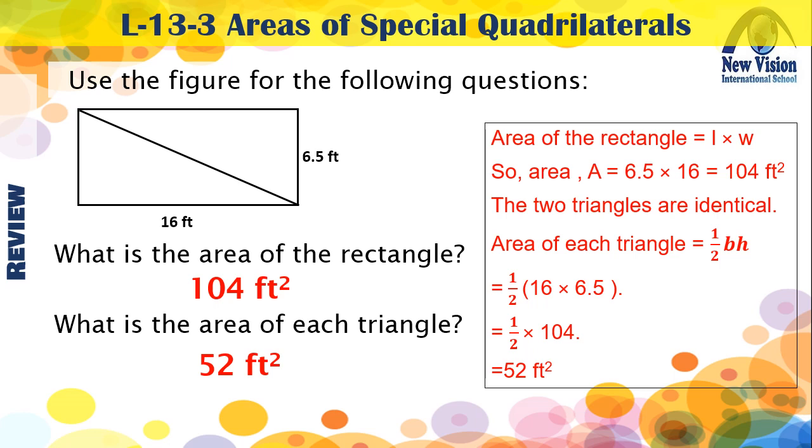Alright. My dear students, who will explain the answer for question B? Great. Area of a triangle equals 1/2 times base times height, equals 1/2 times 16 feet times 6.5 feet, equals 1/2 of 104, equals 52 square feet. Okay. Is it clear, dear?